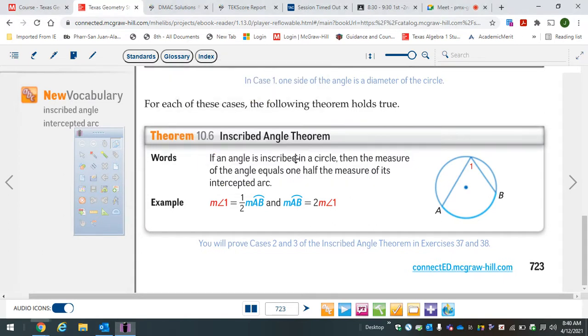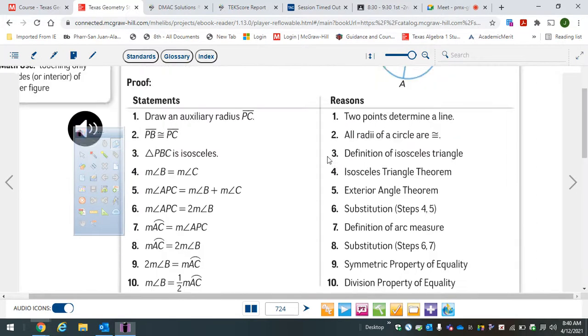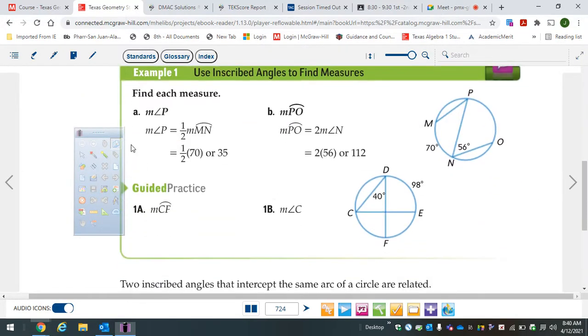Okay, guys, let's check it out. Ready? So again, this is an inscribed angle right here. The measure of angle 1 is equal to half of the measure of the intercepted arc. Let's go here. There's a proof. We're going to skip this proof and move on, and let's look at these right here.